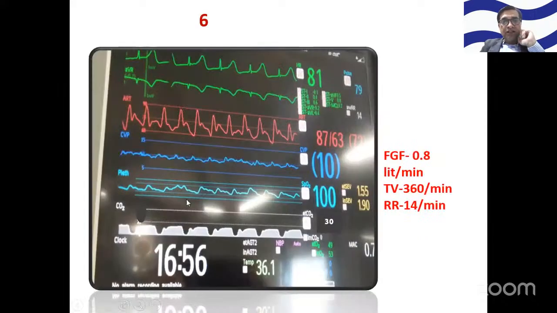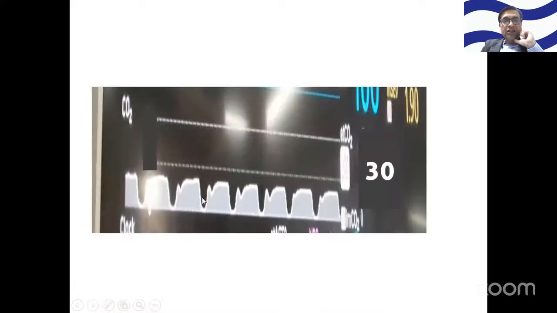So this is a patient with a heart rate of 81, pressures of 87/63, CVP of 10, saturation 100, and your EtCO2 is showing some changes, with 30 on the capnography. Temperature is almost normal, 36.1. So this is the EtCO2 waveform which is coming. What could be the reason?